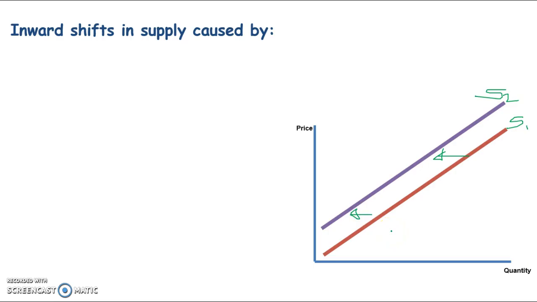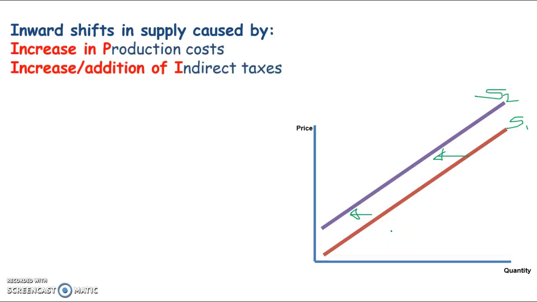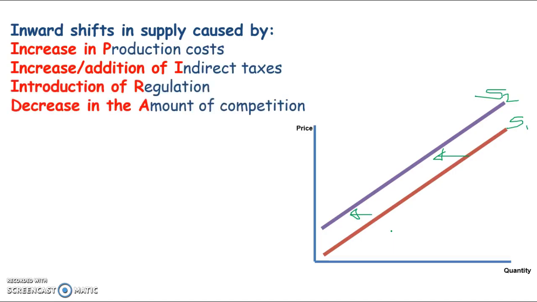And this is an inward shift in supply, and this could be caused by, I've just changed around all of these factors: an increase in the cost of production, an increase or an addition of an indirect tax, introduction of regulation, a decrease in the amount of competition. So maybe firms have left the industry for a particular reason, maybe because of this increase in indirect taxation. You know, that'd be a reason why they've left the industry.